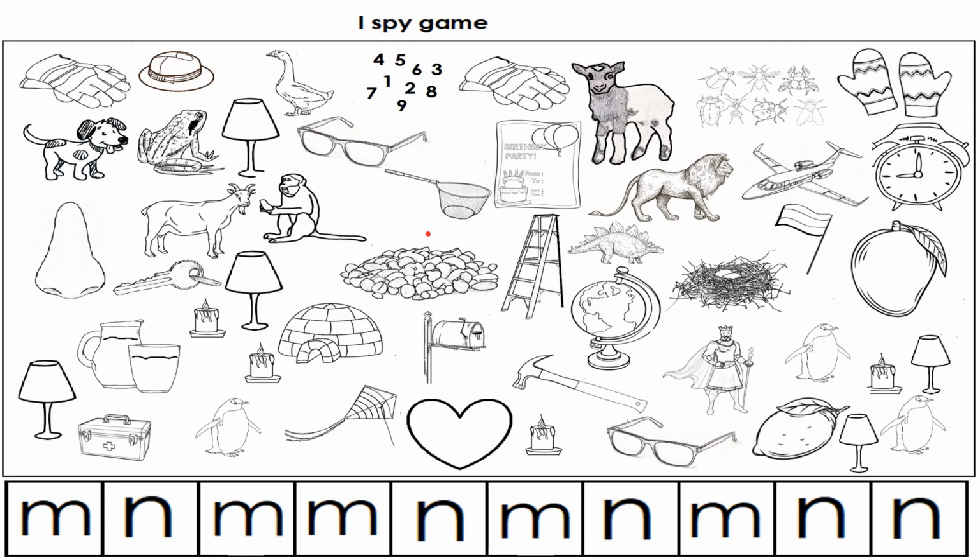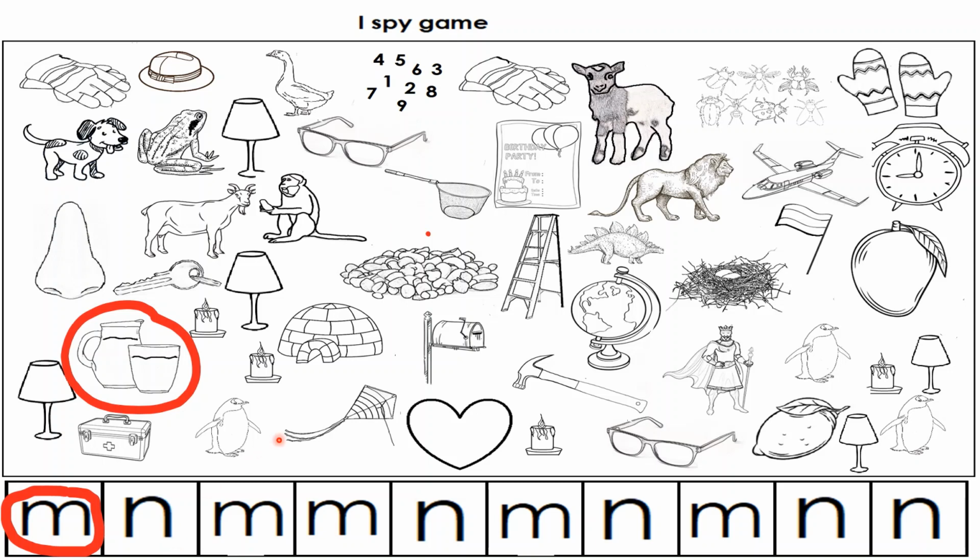We are going to play I Spy game. Let's start. I spy with my little eye something start with M. Let's find something start with M. Oh, here I found one. Milk. Milk, milk. Let's circle that. We are done with this. We are going to circle that too.